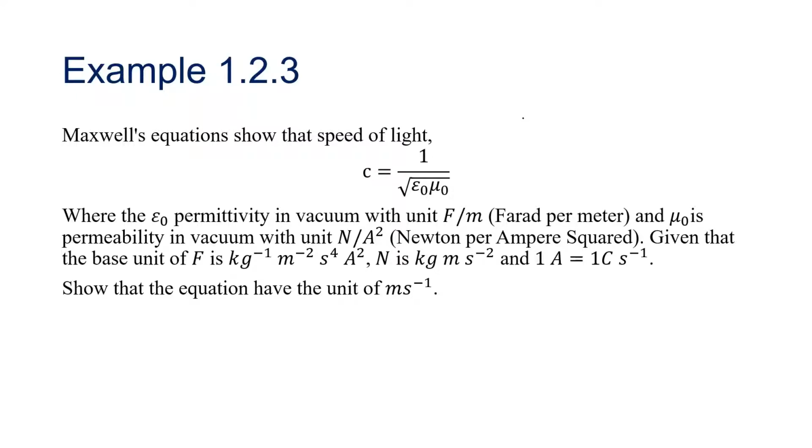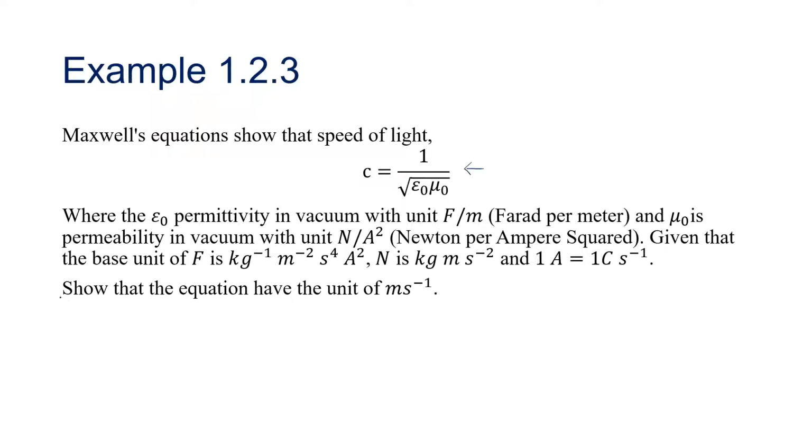Let's take a look at the more complex example. In this case, the equation to find the speed of light is given as shown, and we have two parameters, epsilon naught and mu naught. Epsilon naught is the permittivity in a vacuum with the unit farad per meter, and mu naught is the permeability in vacuum, which has a unit of Newton per ampere squared.